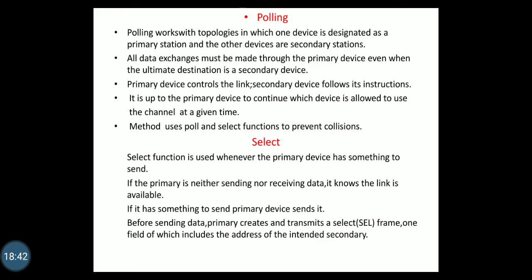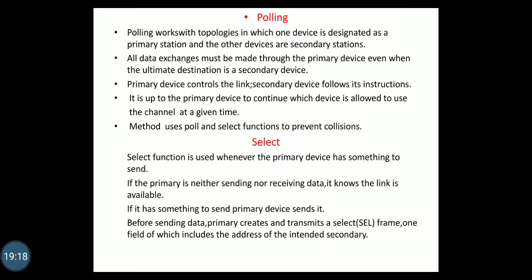We'll see about select. The select is a function. The select function is used when the primary device has something to send. There is one thing to remember, that the primary controls the link. If the primary is neither sending nor receiving data, it knows that the link is available. The primary device sends if it has something to send.